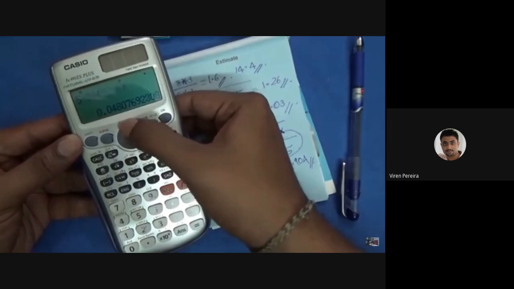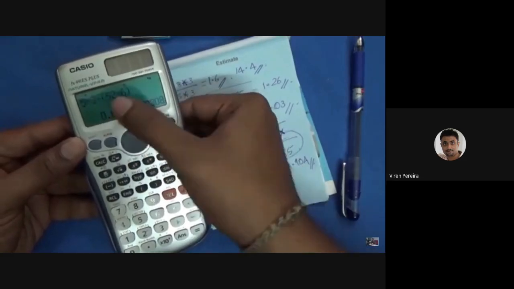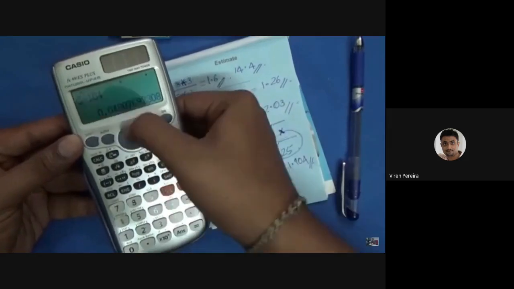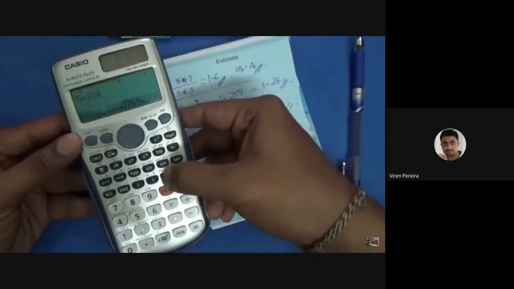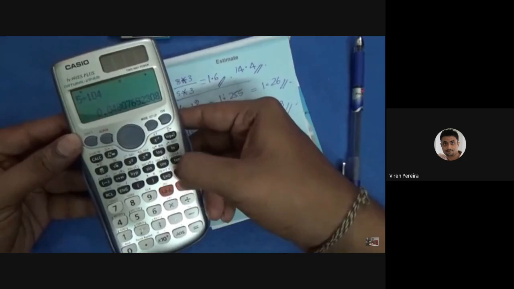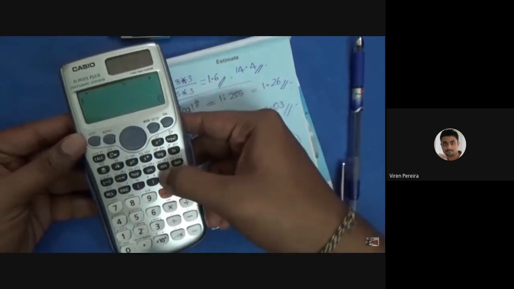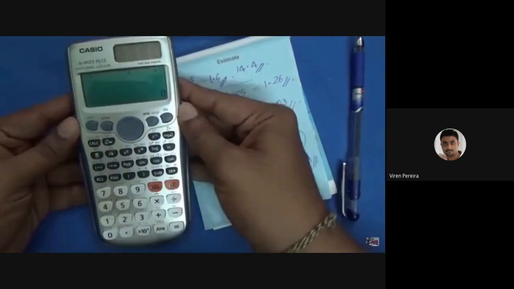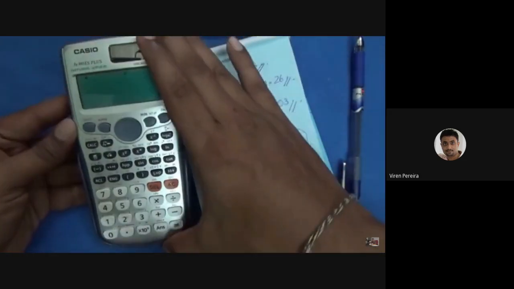See, again, I'm using my replay button to go to the previous terms. This is what I got, 0.048. Again, 5 divided by 104, 0.048. Again, S to D. So 5 divided by 104. So this button also holds key importance. We covered the basic functionality of this calculator.